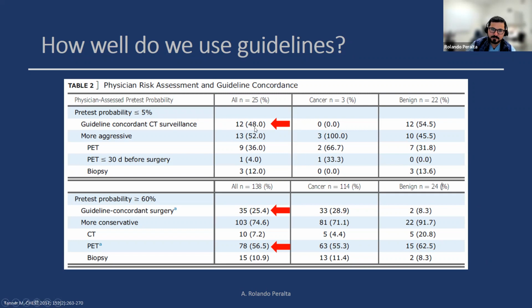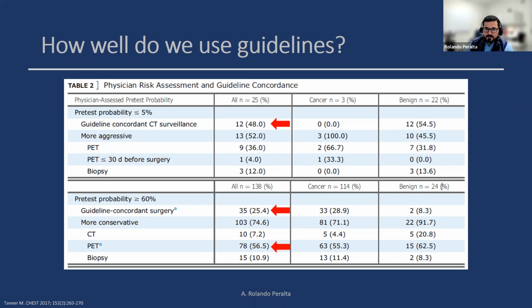And 52% of the cases were more aggressive. We're using a PET CT or a biopsy even in 12%. This is concerning to me, right? Because we've already said low probability of malignancy, you run a PET CT, the positive predictive value of that is very low. You should not be trusting it. This means that if this patient with low probability has a PET CT that's positive, you may be sending those patients for surgery. You did not need to do surgery on those patients.